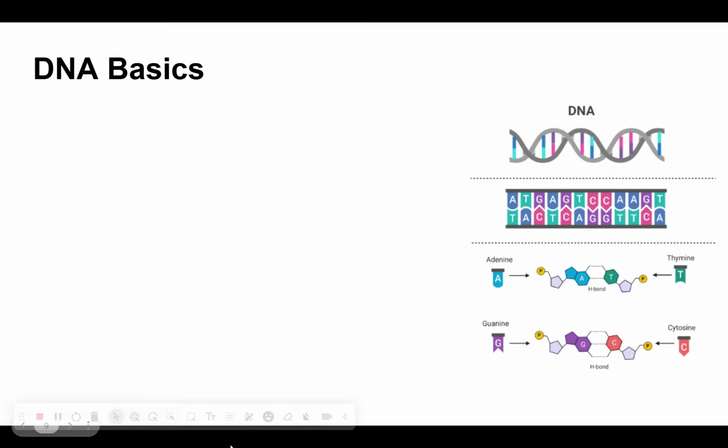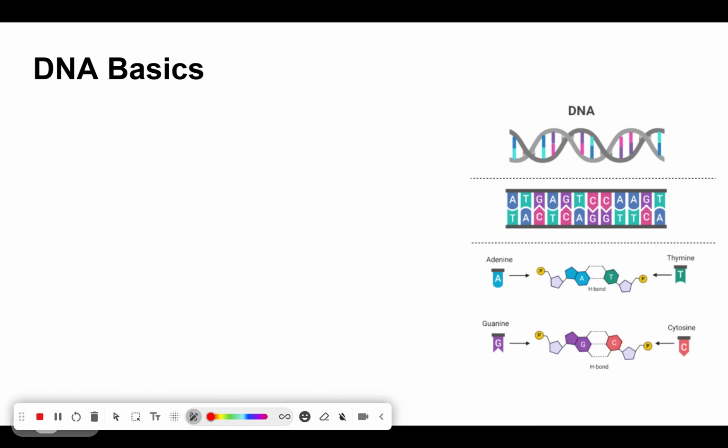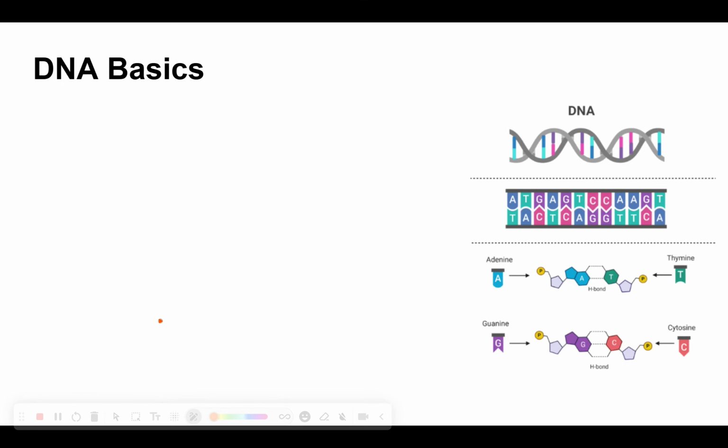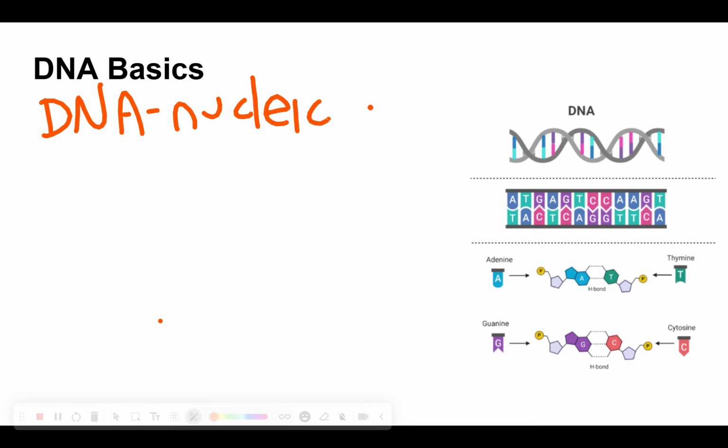So DNA is a type of nucleic acid. I'm going to see if my pen works. Oh, yay. All right. So DNA, we'll change to orange. Why not? A type of nucleic acid.